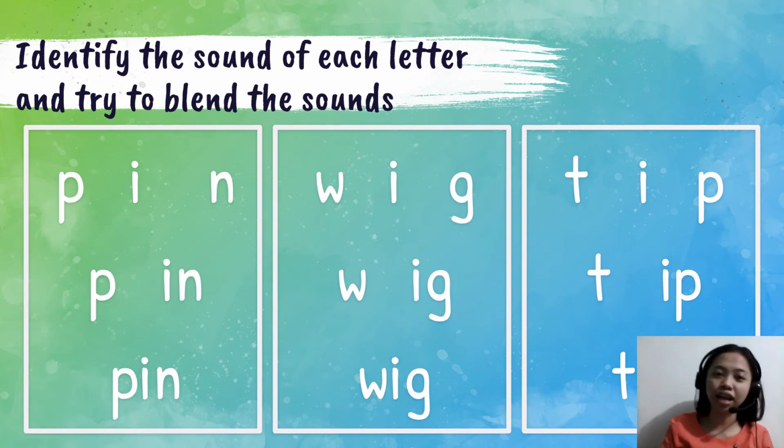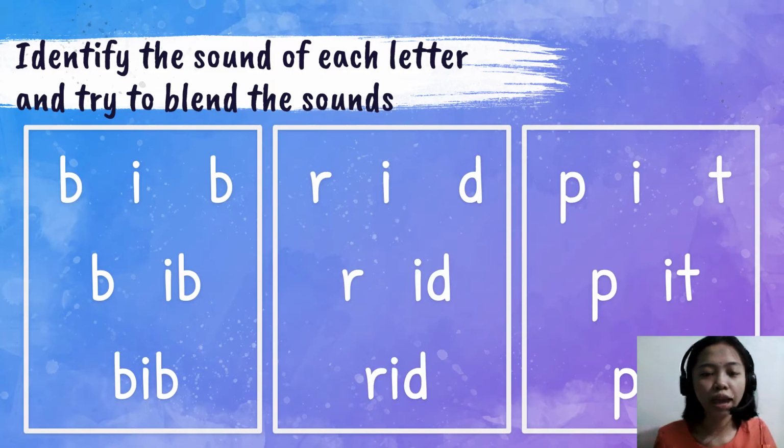Okay, that's great. Now we're on the second slide of the CVC I words. The first box, what are the letters? The letters are B, I, and B. What's the sound of the letter B? It's B. Very good. How about the I? I. Very good. How about the B? B. Nice job. Now if we put the I and B together, it will become ib.